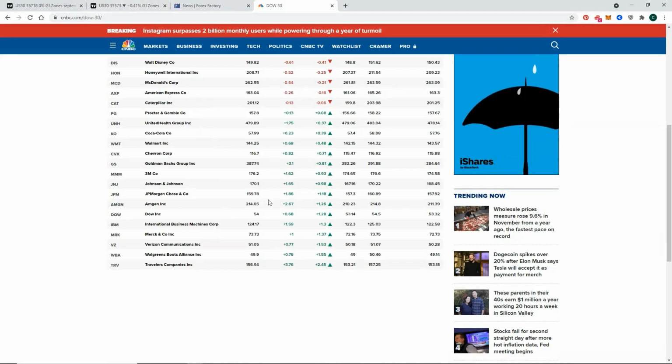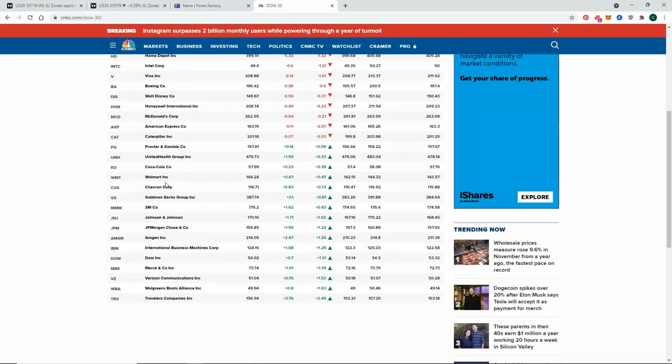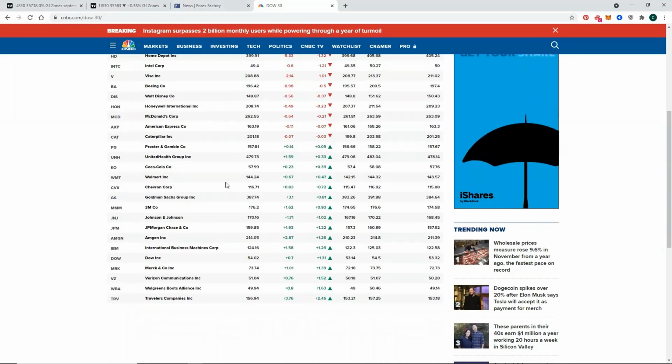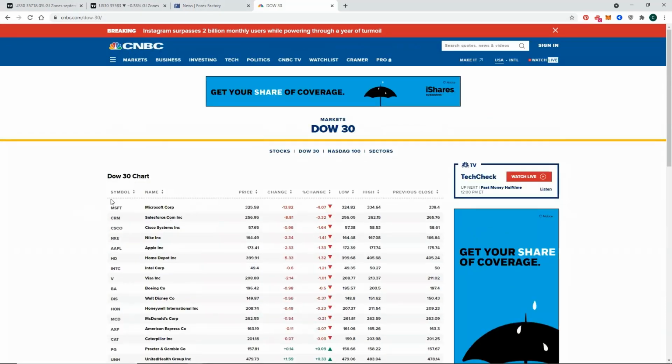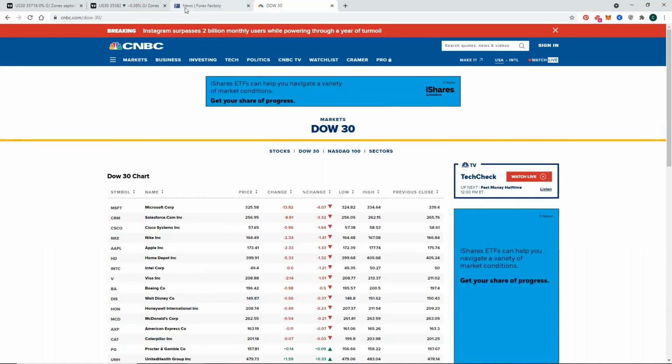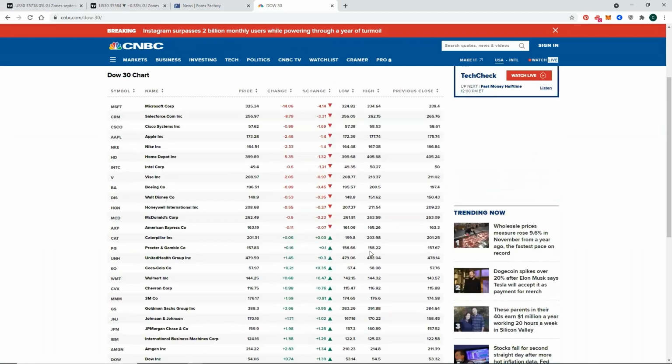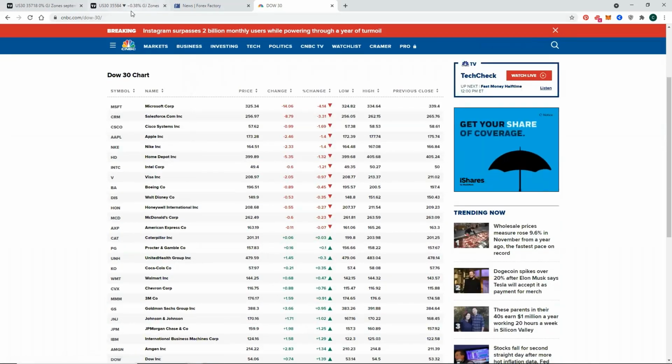But if the majority of the companies, I would say 20 to 25 are bullish or green, then there's a higher chance that the market's going to go up, and the opposite for if it's red. So this is one of the cheat codes that I have for looking at the markets. Looking at the index US30. It's a great indicator, and I would highly recommend it if you're trading.